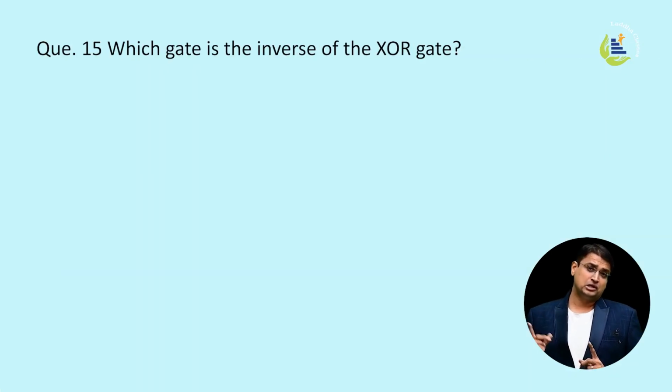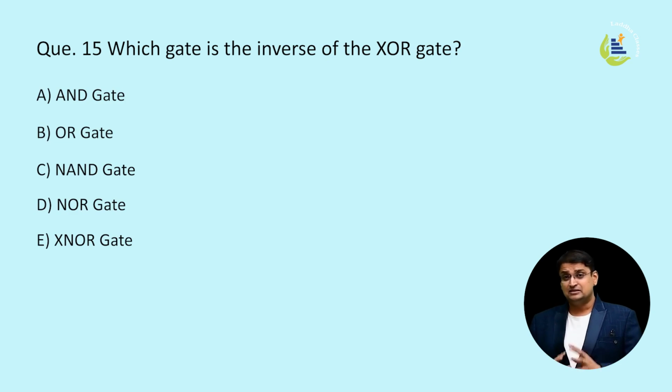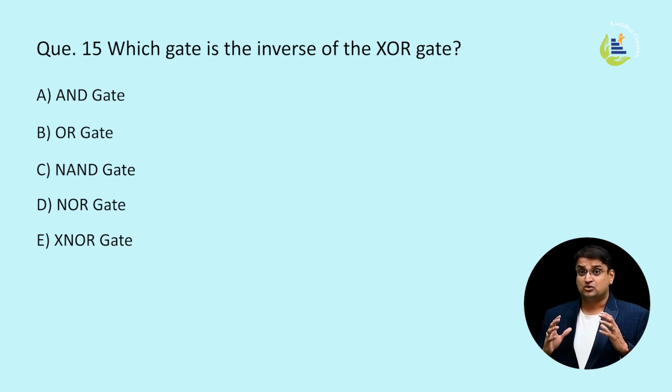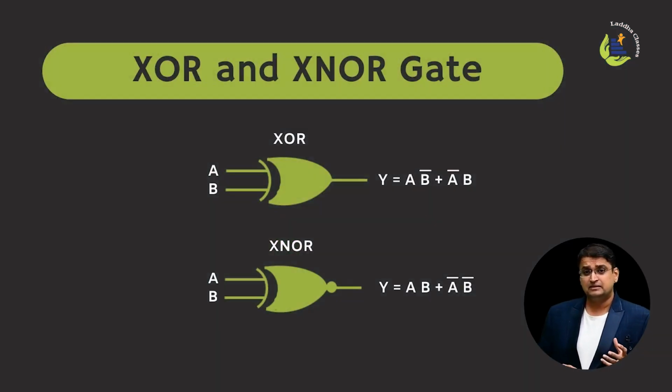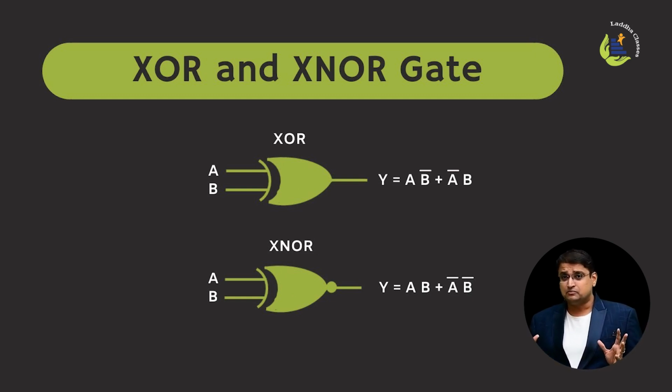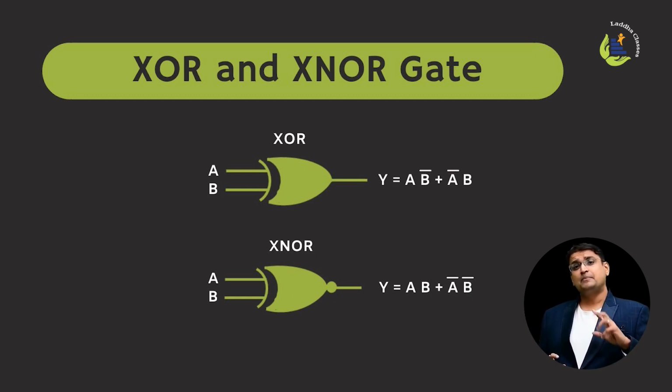Question 15. Which gate is the inverse of the XOR gate? Options are AND, OR, NAND, NOR, XNOR. Correct answer option is E, XNOR gate. Because the XNOR gate is the inverse of the XOR gate, meaning it returns 1 when the inputs are the same, both 0 or both 1. Other gates do not perform the opposite function of XOR.